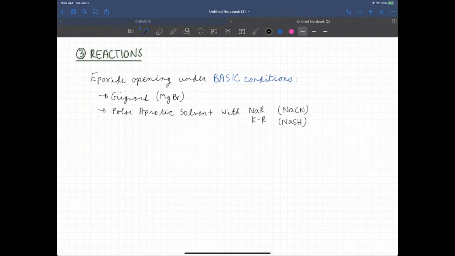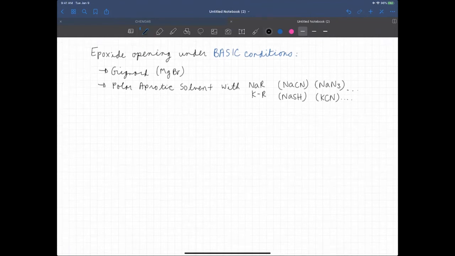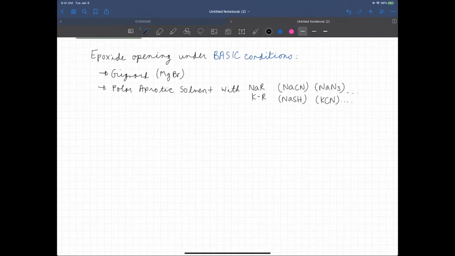Also NaN3, KCN, and so on and so forth. You guys get the idea, right? So when you see SN2-type reaction conditions, you want to know that the epoxide is going to open up under a basic condition. So let's look at an example.